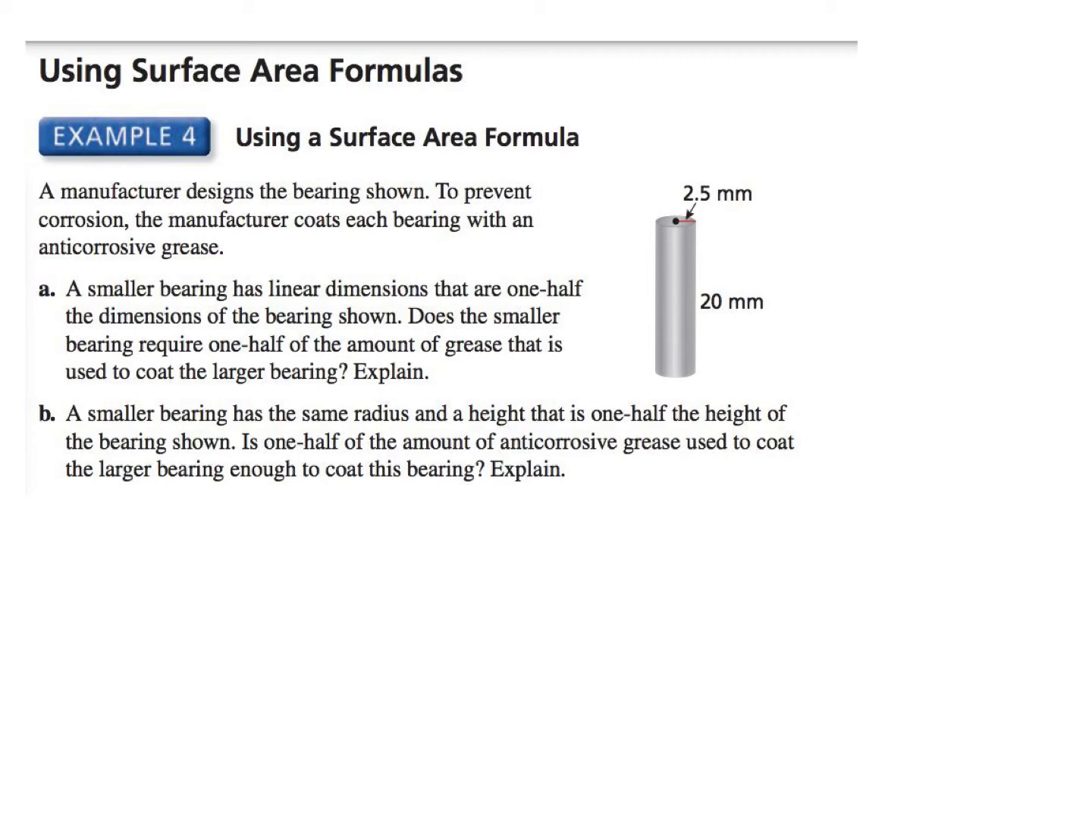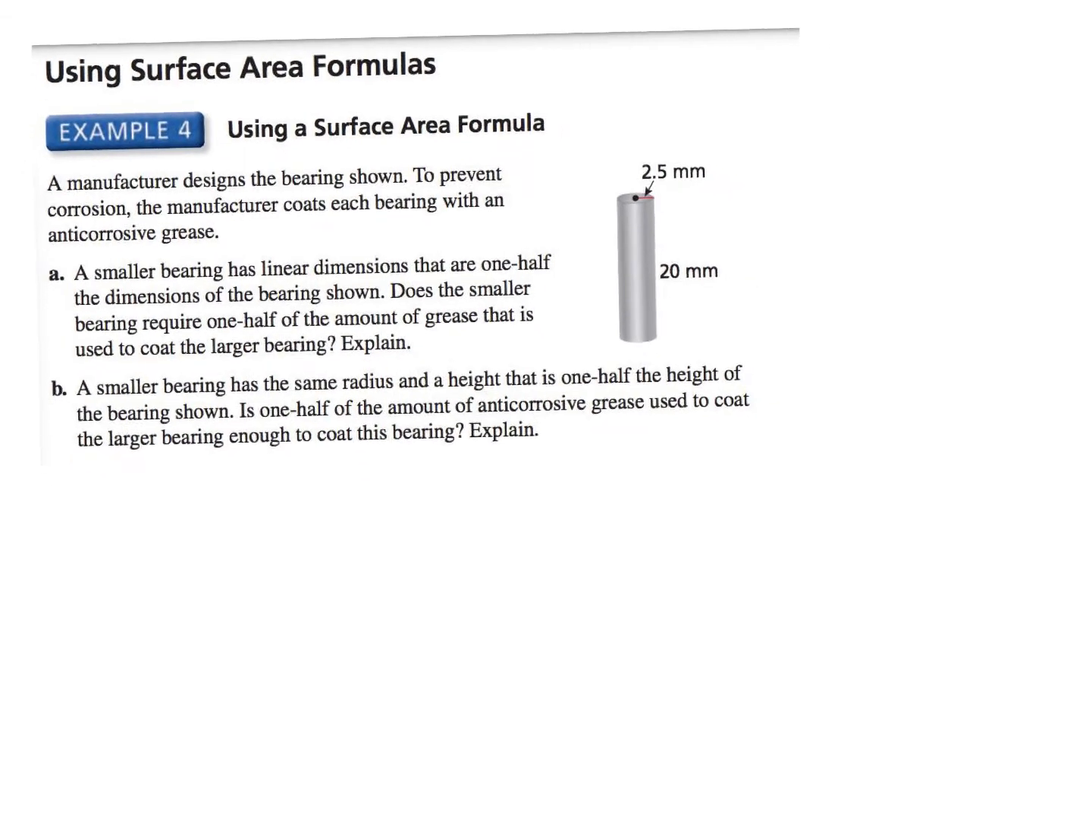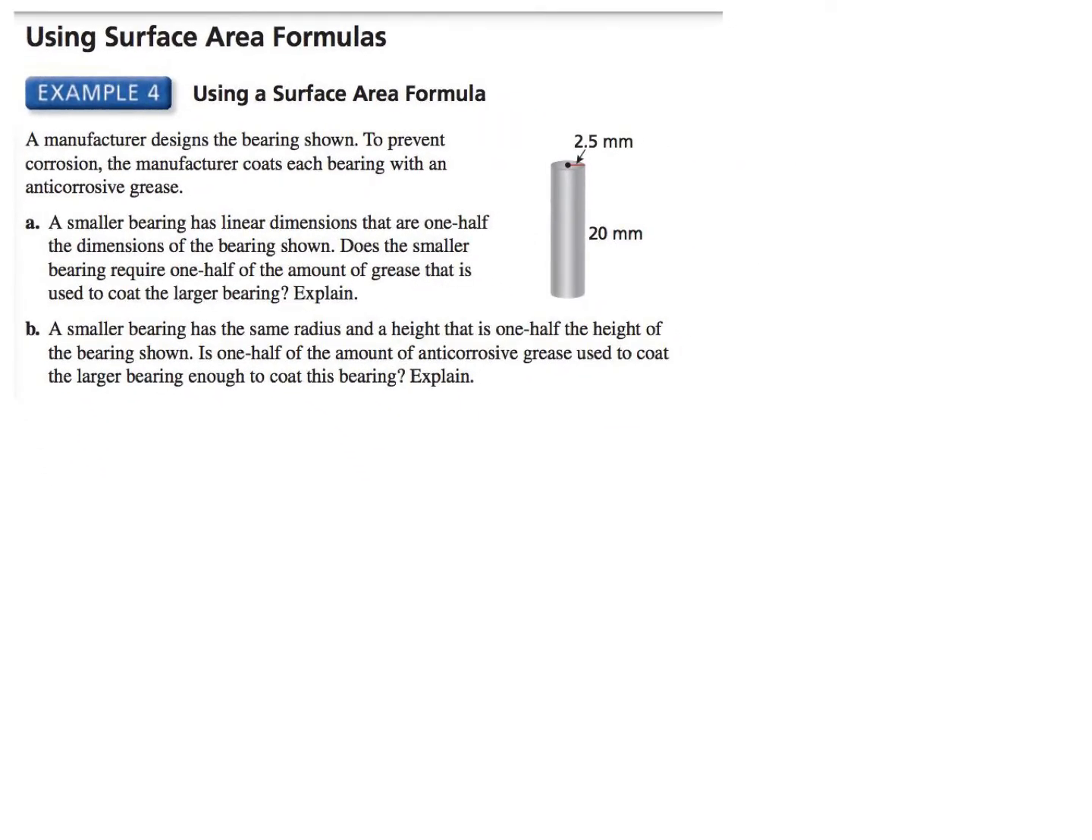So now we're looking at example 4. Yes, we skipped example 3. That is using the graphing calculator, so we do not have use for it in this class. So we're skipping that and just jumping into example 4. We're going to be using surface area formulas. Once again, that's on page A95 in the back of your book for all the formulas.